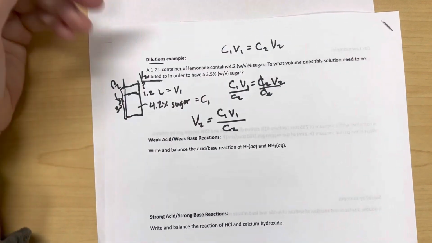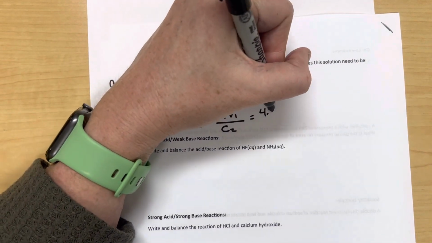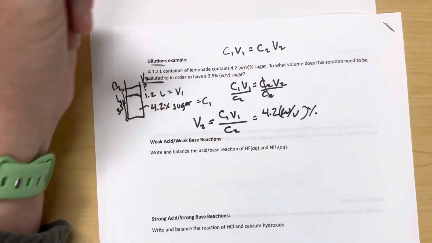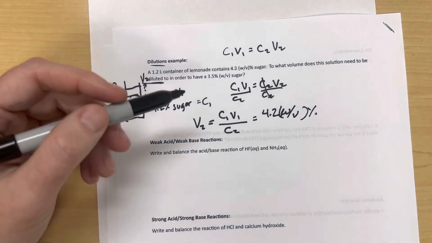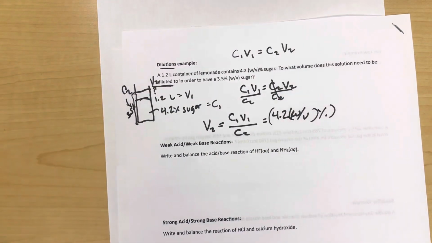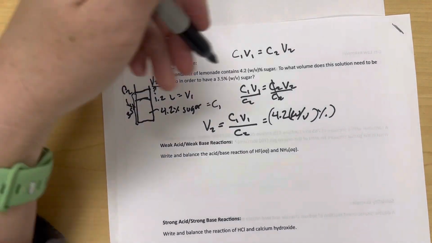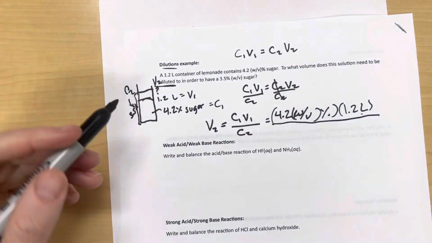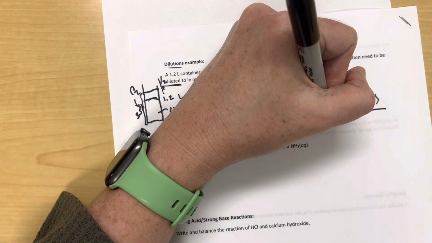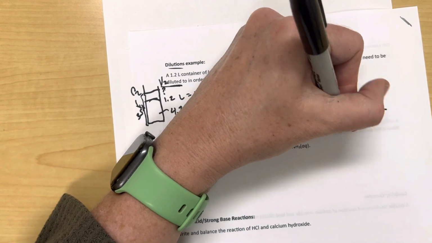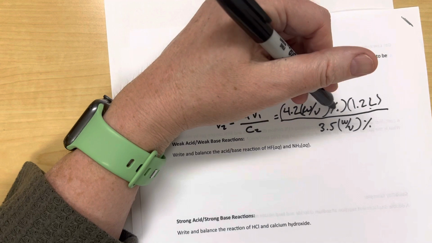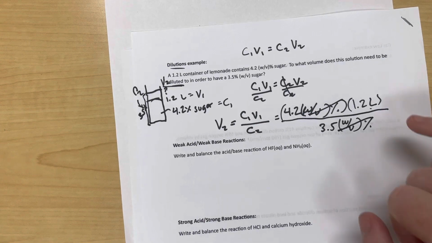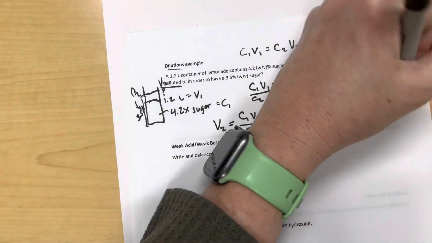So we can plug in our C1, that's our 4.2%, and that's weight by volume percent. I do like to write the units just because they cancel out, and I like to see that. Our initial volume is 1.2 liters. And we're putting all of this over our final concentration, which is that 3.5 weight by volume percent. The reason I like to do that is that this weight by volume and this weight by volume cancel, because you've got something divided by the same one. The only unit left is liters, and that's good because we were looking for volume.